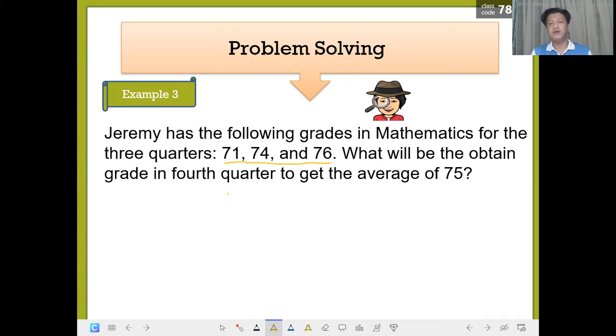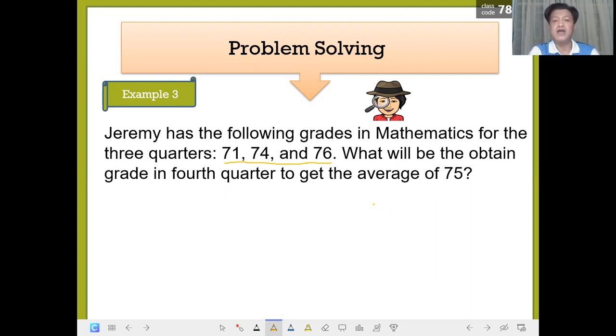Ibig sabihin yan, kung meron akong grade na 71, 74, 76, tapos wala pa yung grade niya sa 4th quarter. So ang sabi ng teacher niya, di ba, kung hindi ka makakakuha ng ganitong grade, na average sa final is 75, you will be failed. Kailangan makakuha kasi siya ng 75 na average. So ano ngayon yung magiging grade dapat niya makuha sa 4th quarter para makapasa?